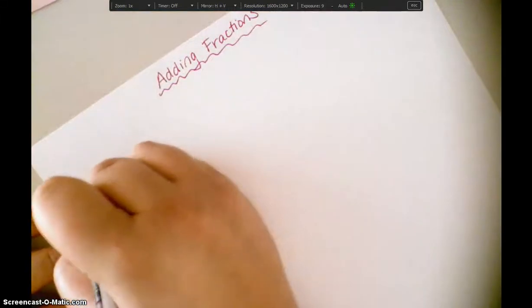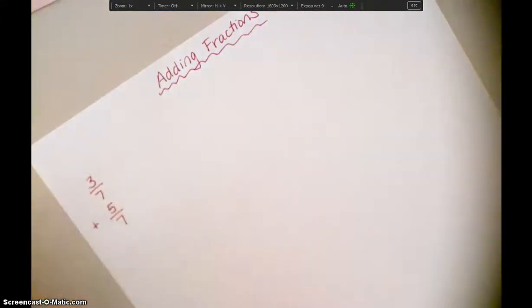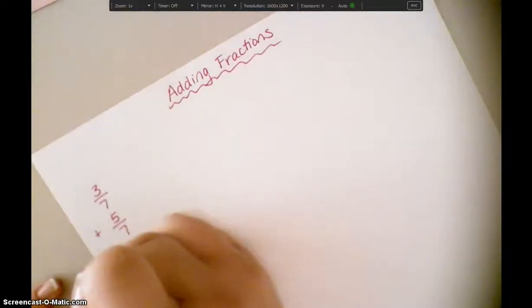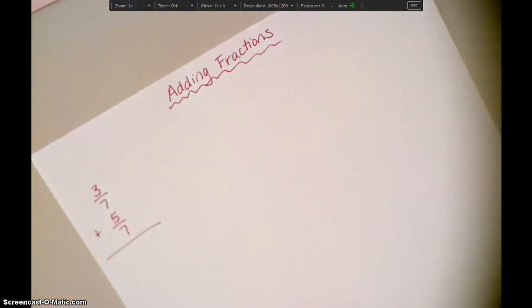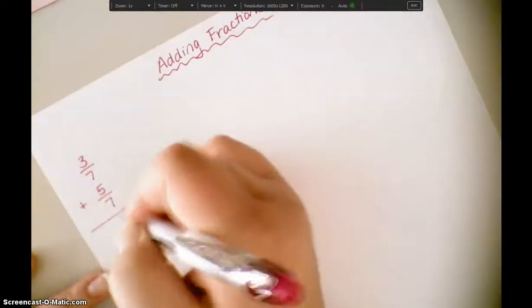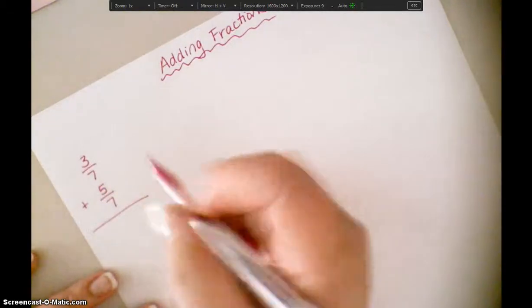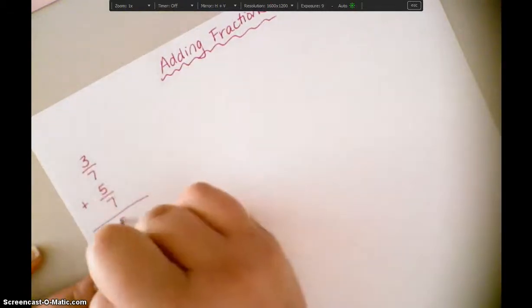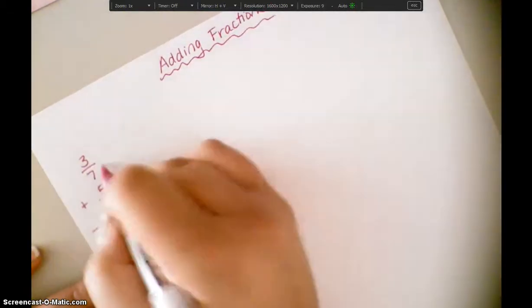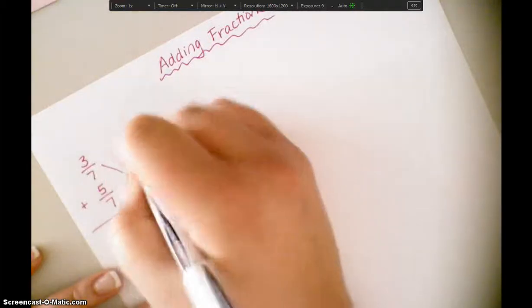We're going to do 3/7 plus 5/7. And I like to line up my fractions one on top of the other because I think it's easier, especially when you move to finding common denominators. If our denominators are the same, we'll go ahead and just add the numerators. So 3 plus 5 is 8. You never add your denominators. Your denominator stays the same.